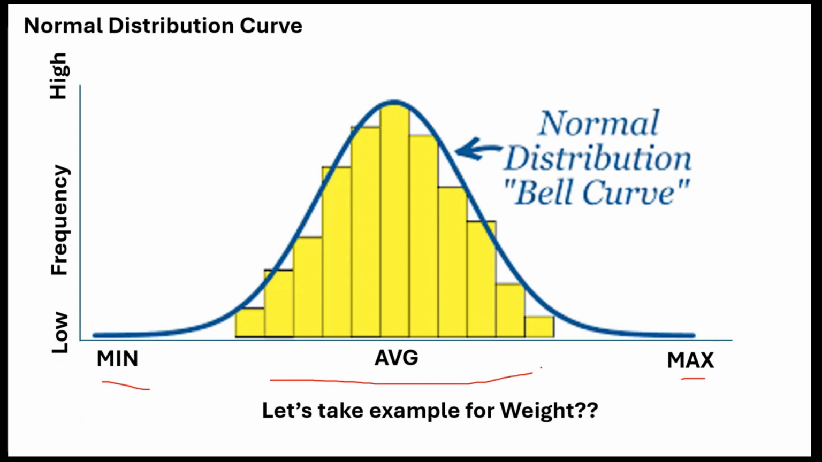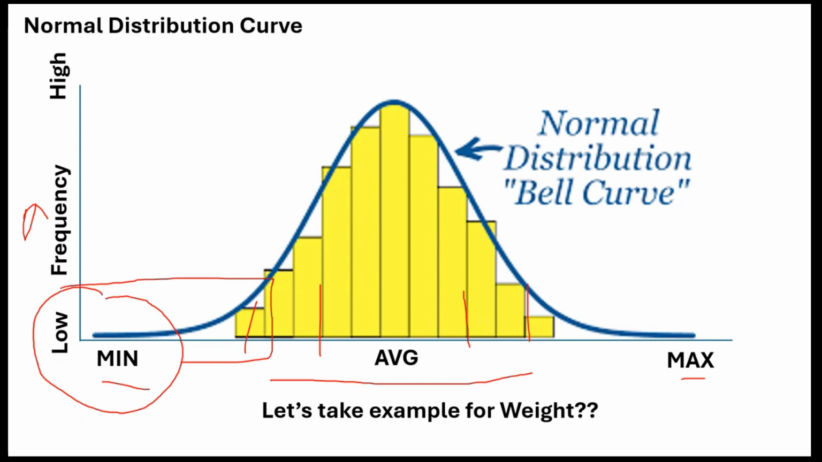For example, let's assume that the typical adult weight ranges between 70 to 80 kg. You will see that most of the data points or the samples will lie within this range. Maximum samples will lie within the 70 to 80 range. When you plot the frequency of these weights on the y-axis, you'll notice that low frequency is for the people who have got minimum weight.